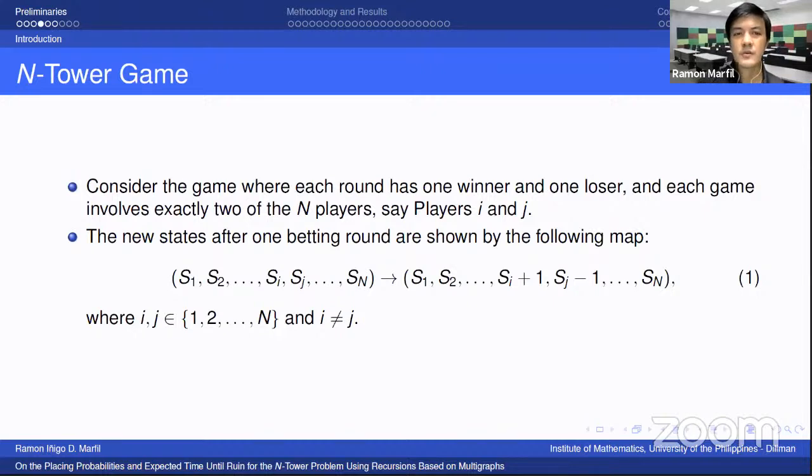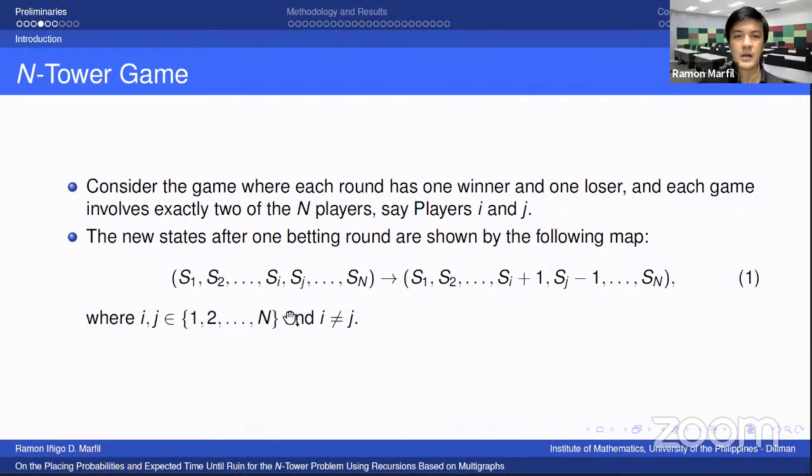Okay? So what is the n-tower game? So the n-tower game, or in the n-tower game, consider a game where each round has one winner and one loser, and each game involves exactly 2 of the n players, say players I and J. So kunwari meron kayong 5 players, in each round, 2 players lang yung pipiliin natin para maglaro. So kunwari players 1 and 2. So after one betting round, the new states are shown by the following map.